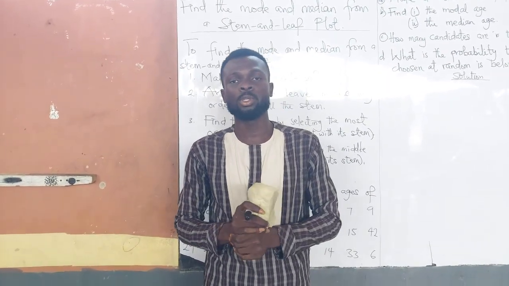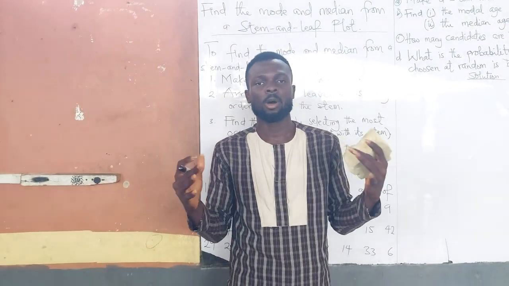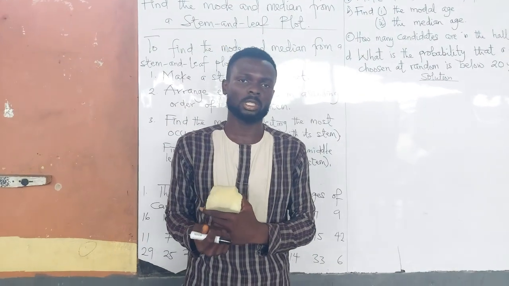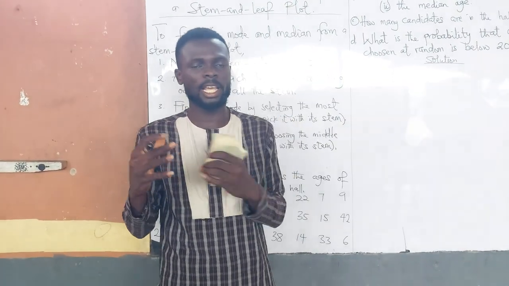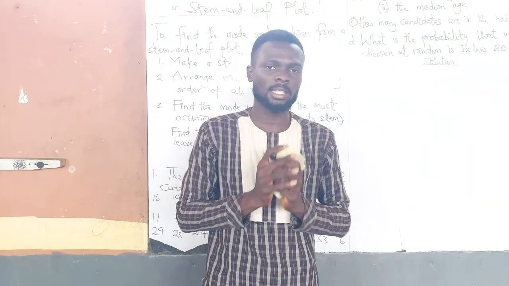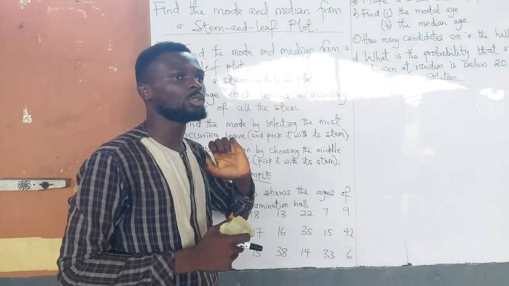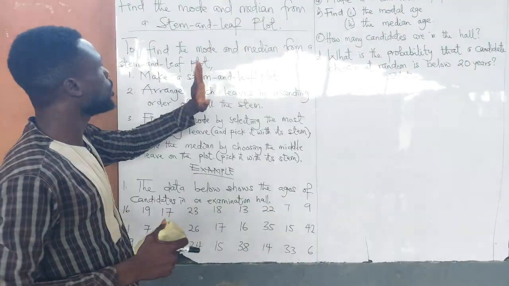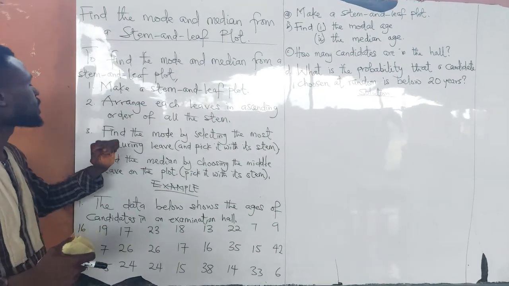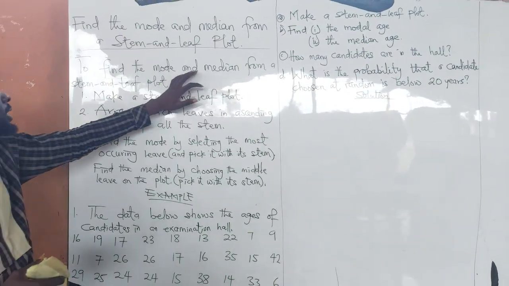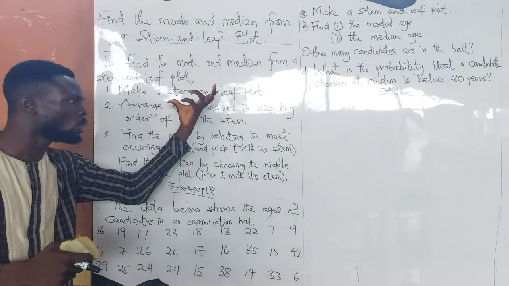Last week, we were able to talk about stem and leaf and how to make a stem and leaf plot. Today, we are coming to look at how to find the mode and median from a stem and leaf plot.